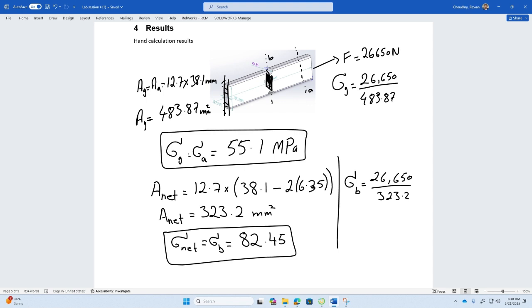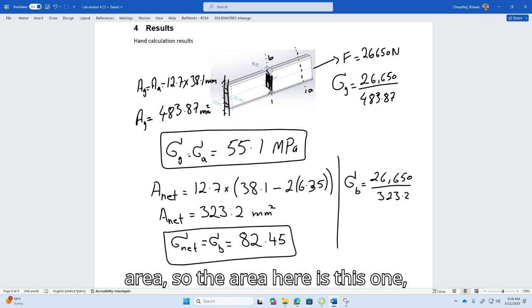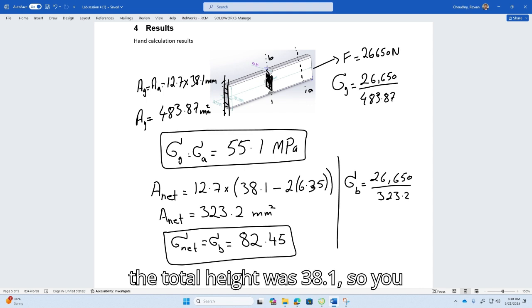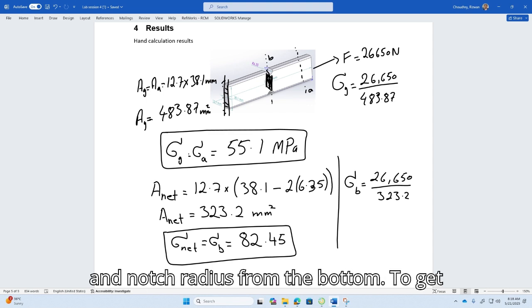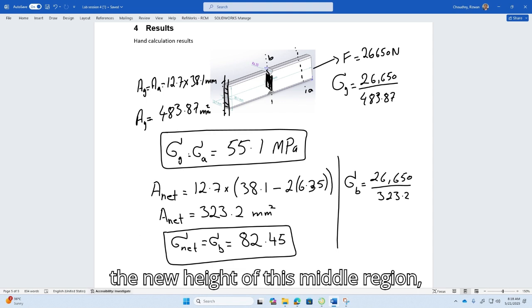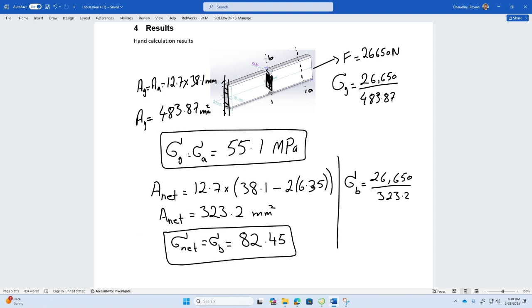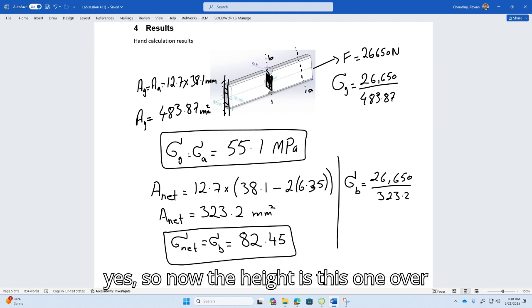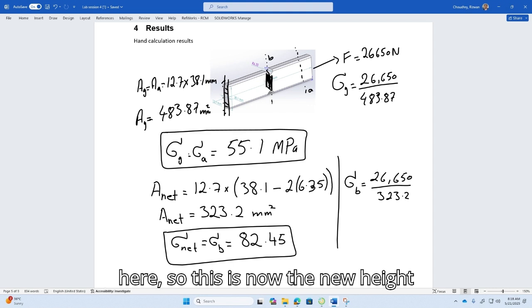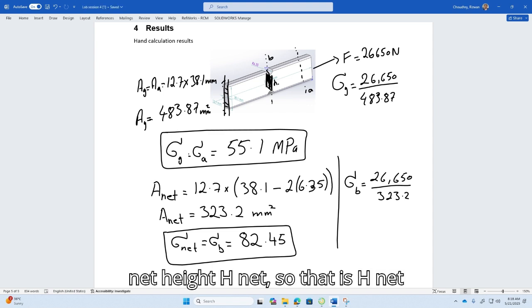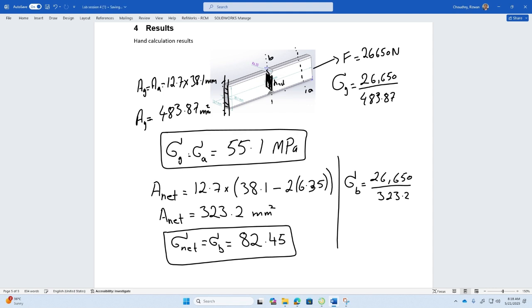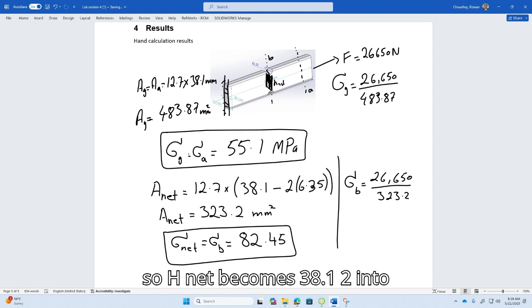So what I said was that this is the net area. So the area here is this one. The total height was 38.1. So you subtract the notch radius from the top and notch radius from the bottom to get the new height of this middle region. So the A net is like that height? Yes, so now the height is this one over here. So this is now the new height of the net area. Net height, H net. So H net is this, the original was 38.1, so H net becomes 38.1 minus 2 into 6.35.